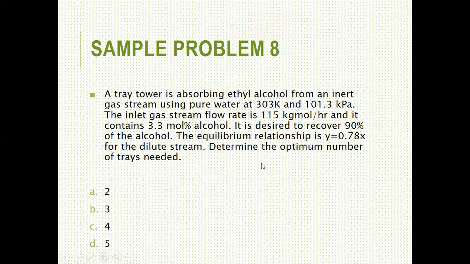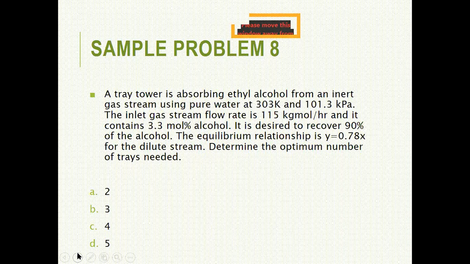It's already dilute because the original stream only contains 3.3 mole percent alcohol. Now, it is required here to determine the optimum number of trays needed. So for you to know the optimum number of trays needed, of course, you need to know the optimum solvent requirement. And if you need to know the optimum solvent requirement, you need to know the minimum solvent requirement. So we do it backwards, just like what we do when we solve any problem. We present what is required, then what would be the formula to achieve the required, then we move towards the attainment of the required information.